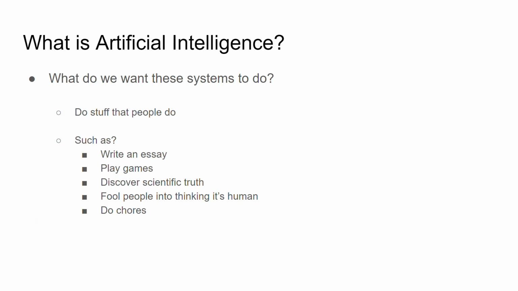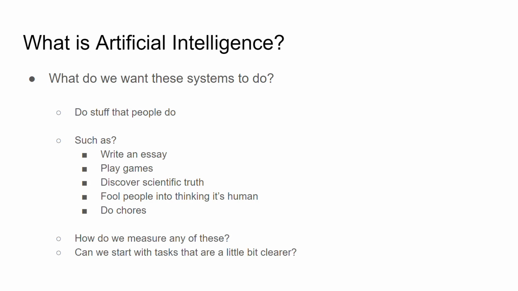Write an essay, play games, discover truth, fool people into thinking it's human, do my chores. Do the chores, it's worth highlighting, the term robot does come from the Czech word robota, which is forced labor. So there are definitely connections in that domain of what we want these things to do. Those are really hard things to quantify and measure. And one thing we're going to want to do in order to make progress is to figure out, can we define those tasks, or what's a clearer task to start with?